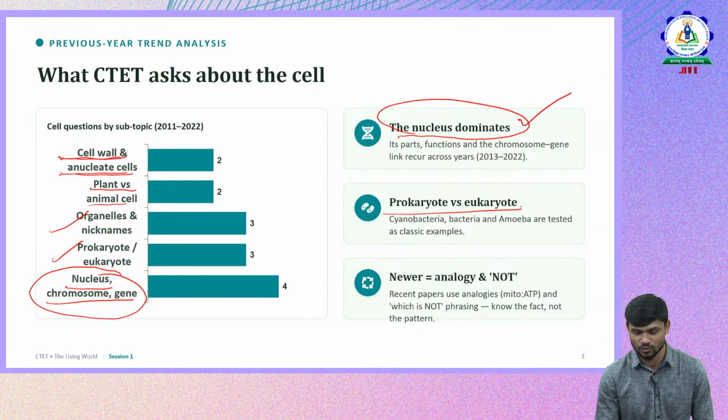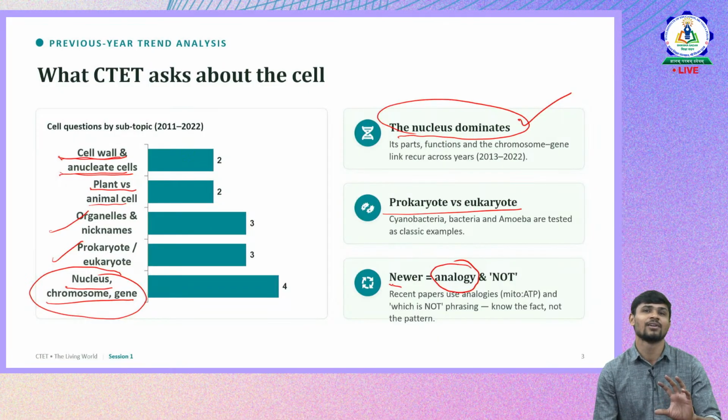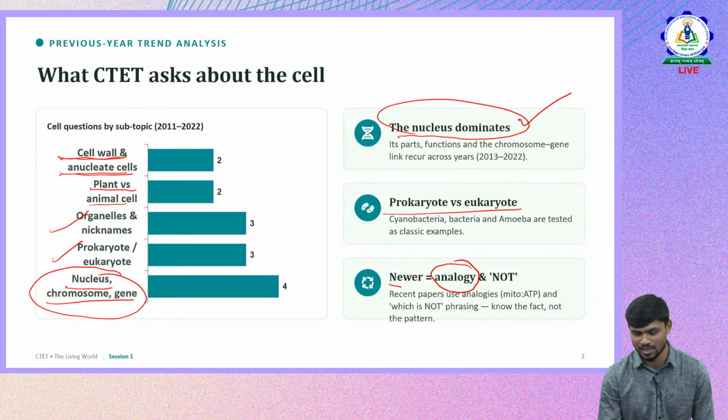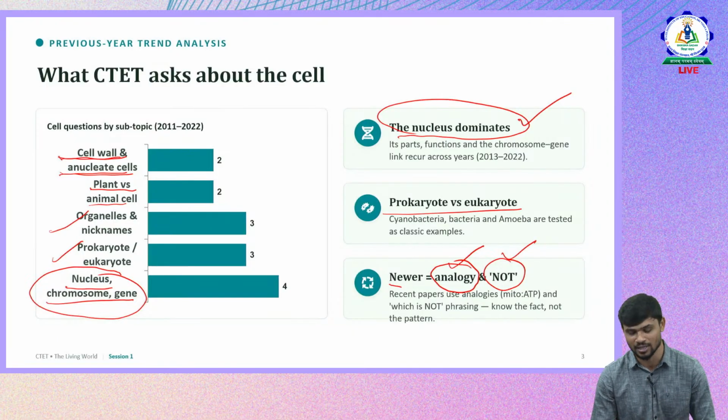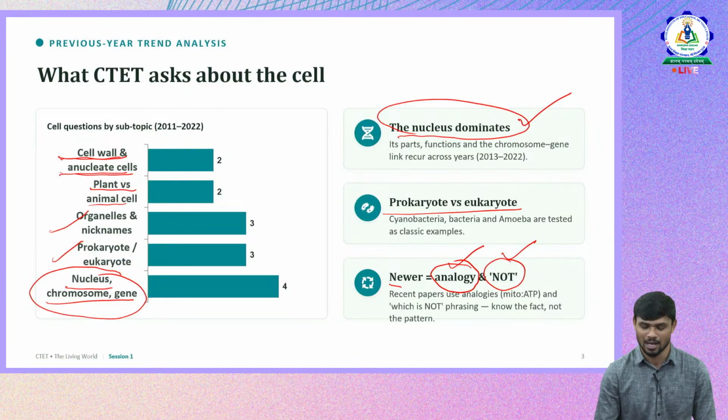Then definitely prokaryote and eukaryote, and how are they going to ask questions in this chapter? They are asking analogy type of questions. We will discuss the type of questions at the end of our session. We will show you how the questions are being asked. One type is the analogy type, the other type is the 'not' type. That means 'which among the following is not'. The questions start with 'which of the options is not the correct answer' or 'which is not the correct function'. This is how questions are being asked. The analogy part you will understand once I show you the previous year question that was asked.